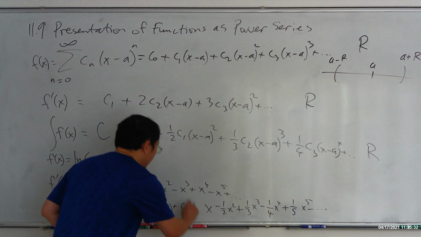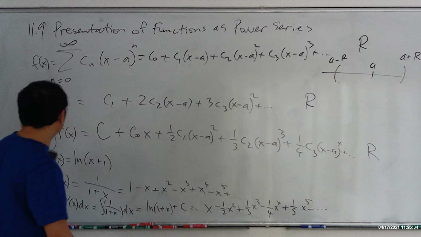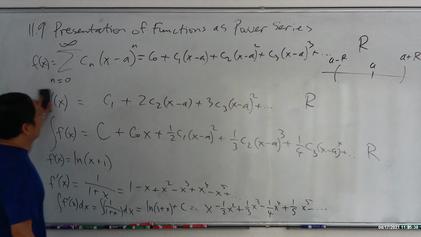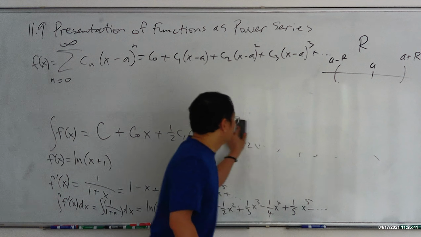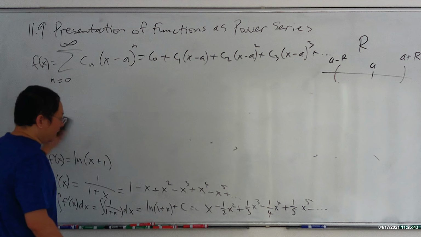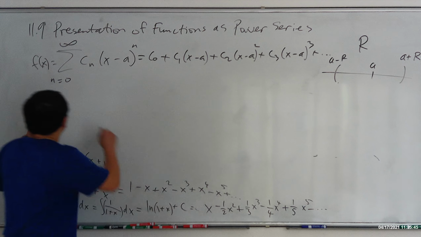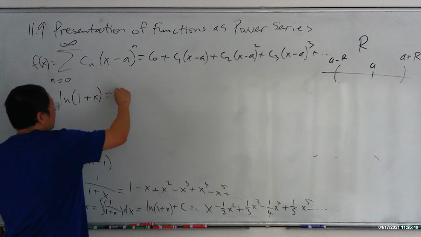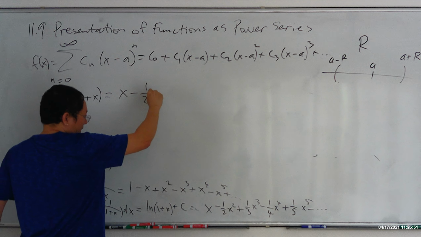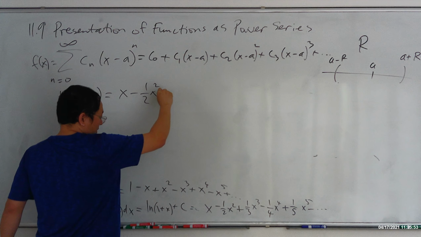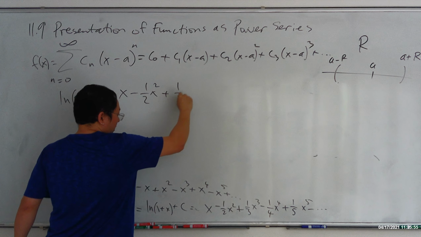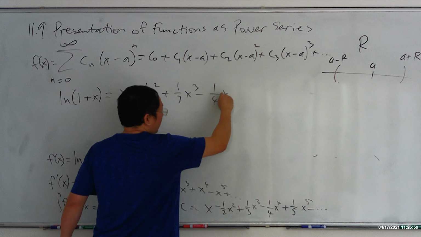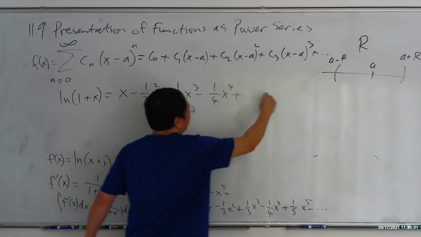No, plus c this side. Okay. So let me write it up here so you can see. ln of 1 plus x can be equal to x minus 1/2 of x squared plus 1/3 x cubed minus 1/4 of x to the 4 plus and so on, then plus c at the end.